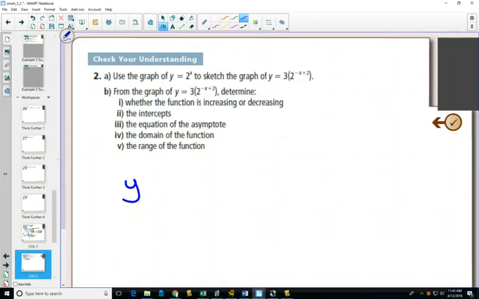First of all, I'm going to notice that I have a horizontal reflection and a horizontal translation. And it's not in factored form. So my very first step is I'm going to factor out the negative, leaving me with x minus 2.